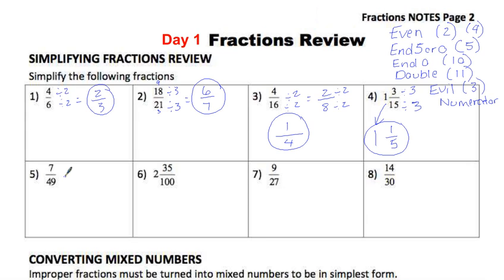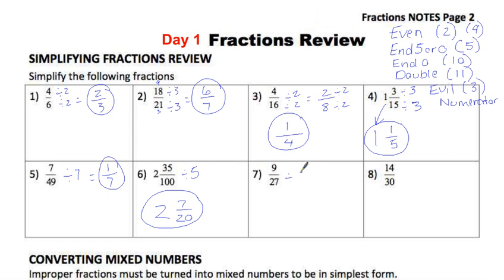For number 5, you're going to divide by 7 in this one. So you have to try the numerator, and you end up with 1/7. For number 6, you can divide by 5. They end in 5 and 0. So I'm left with 2 and 7/20, and that's where it is done. Don't forget the whole number out front.